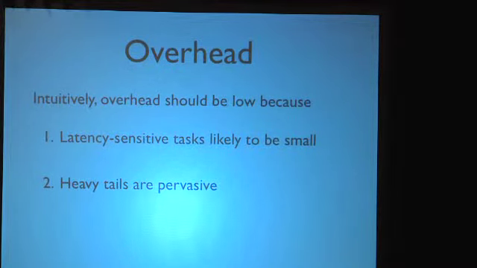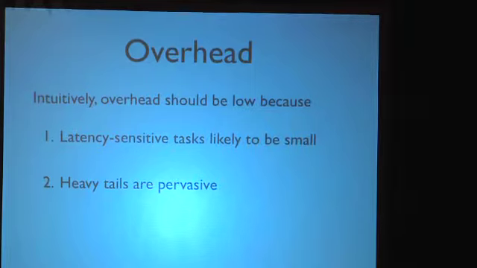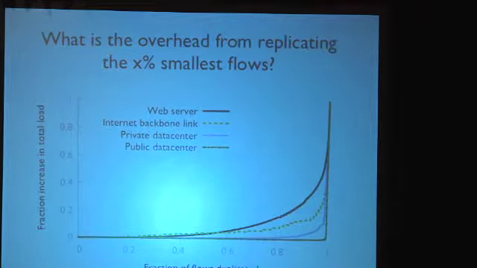Which means that the overhead from replicating it should also be correspondingly small. To confirm this, we looked at flow size measurements from a variety of sources and estimated the overhead that would result if the smallest X% of all flows were to be duplicated. And as you can see, the overhead grows very slowly with X. You could, for example, replicate the smallest 33% of all flows with a less than 2% increase in overhead.